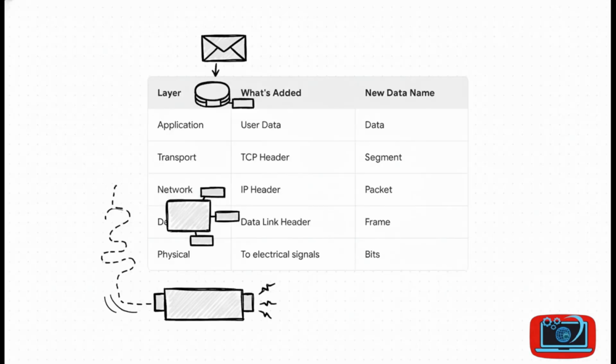Okay, and this table really lays out that entire journey step by step. Just look what happens as your original data moves down through the layers. We call that moving down the stack. Each layer tacks on its own little wrapper, which we call a header. And get this, the name for the whole chunk of data actually changes at each step. What starts as just data at the top becomes a segment, then it's a packet, then a frame, until finally, at the very bottom, it's not even a thing anymore. It's just bits, the actual ones and zeros that are going to travel over the cable or through the air.